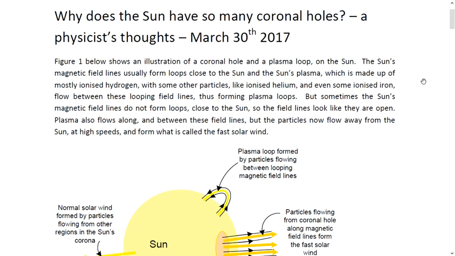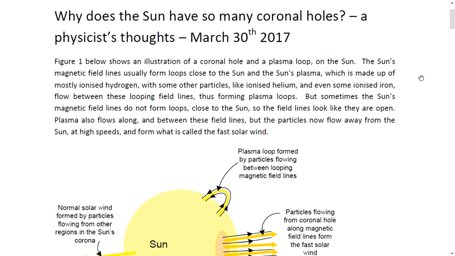Now it states in Figure 1, below shows an illustration of a coronal hole and a plasma loop on the sun. The sun's magnetic field lines usually form loops close to the sun, and the sun's plasma, which is made up of mostly ionized hydrogen with some other particles like ionized helium, and even some ionized iron, flow between these looping field lines, thus forming plasma loops.